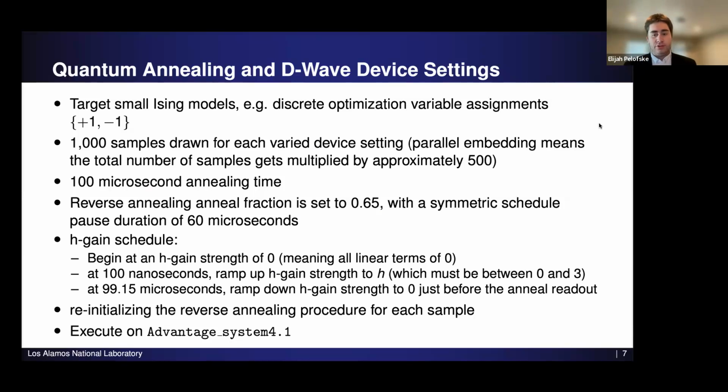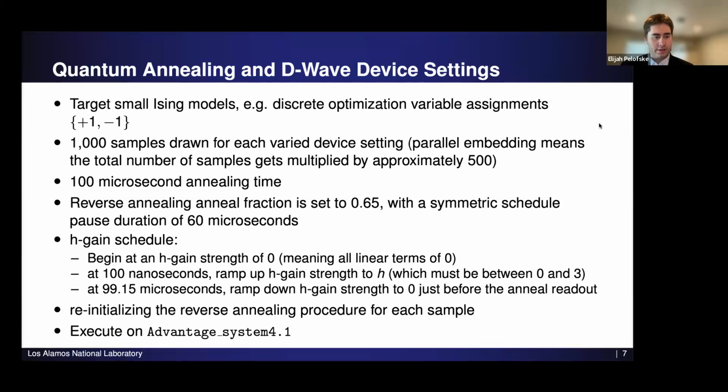Additionally, we use just a symmetric schedule with the pause duration of 60 microseconds. This is fairly arbitrary. It's just sort of a standard schedule that's used. It's not super complicated, but many other schedules could certainly be tested. For the H-gain schedule, we begin at an H-gain strength of 0, and then at 100 nanoseconds, we ramp up the H-gain strength to H, which must be between 0 and 3.